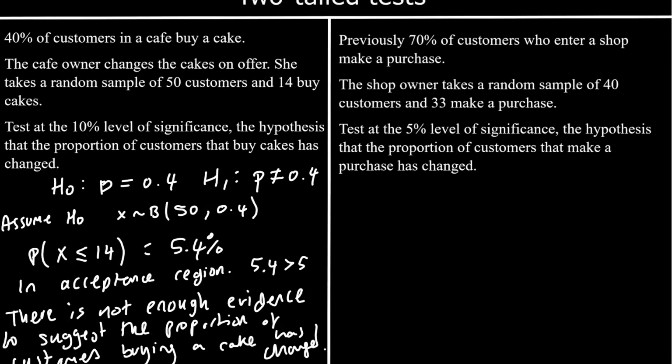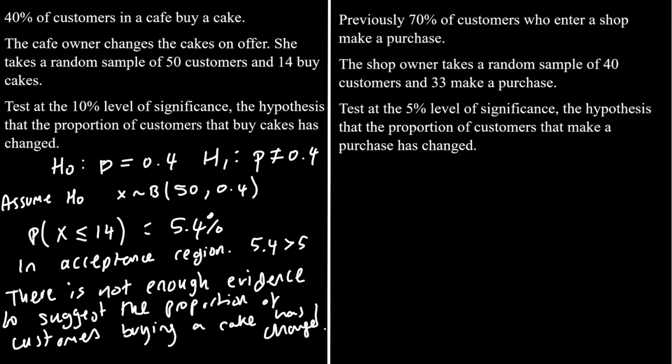A question for you to try. See if you can give it a go. So previously 70% of customers who go into a shop make a purchase. The shop owner takes a random sample of 40 and 33 make a purchase. Test at the 5% level of significance the hypothesis that the proportion of customers that make a purchase has changed. So the null hypothesis, what we start with, is the probability is 70%.